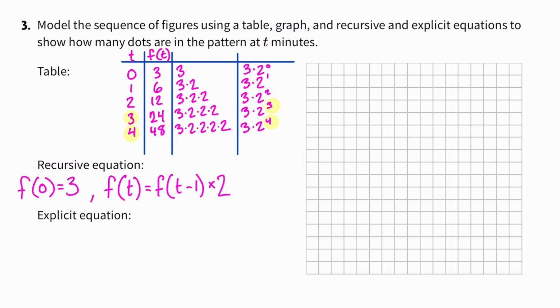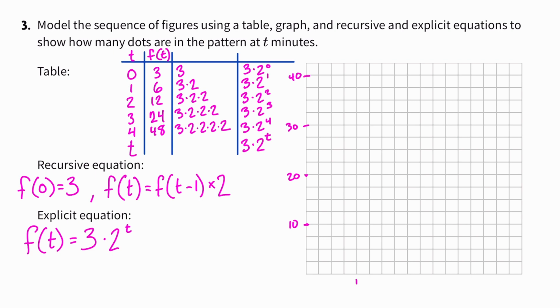And now we look for the pattern. Everything stays the same except one thing that constantly changes, and that corresponds with the t column. So if we rewrite our equation as 3 times 2 to the t power, anything that ends up in the t column will give us our number of dots that we want. So our explicit equation looks like f of t equals 3 times 2 to the t power.